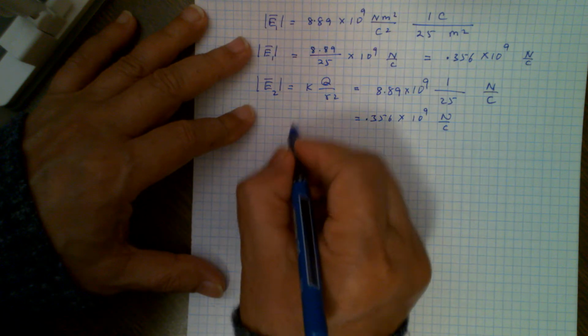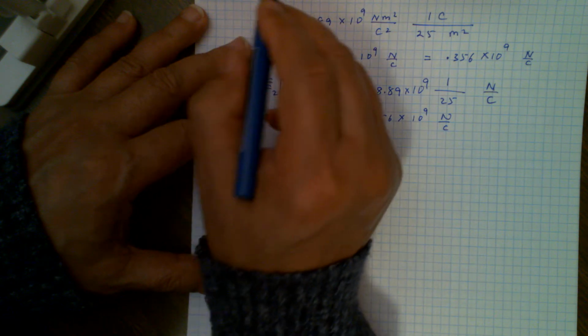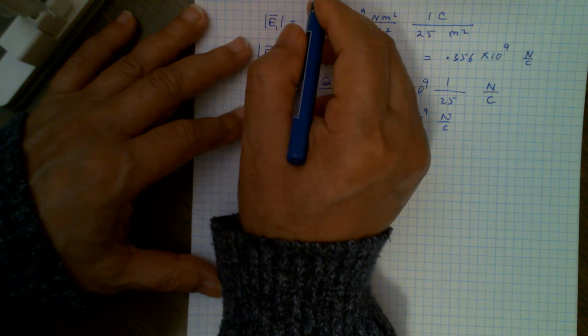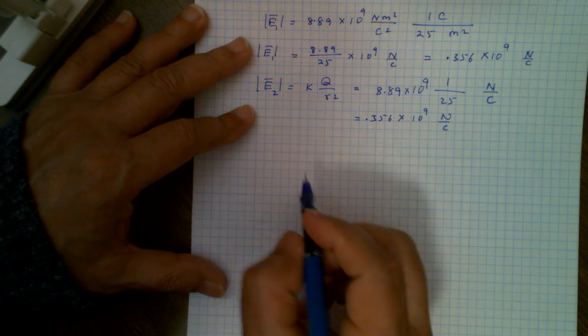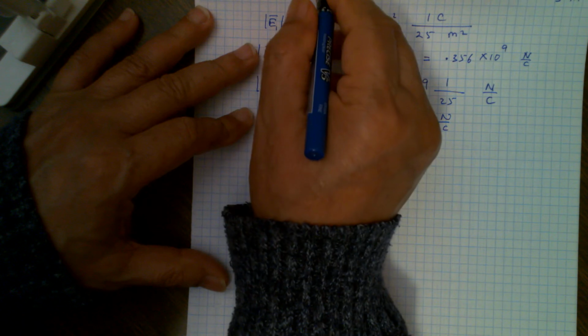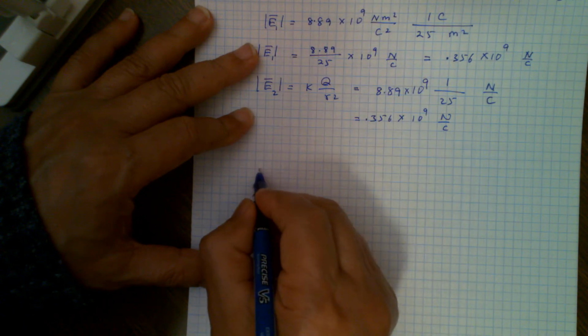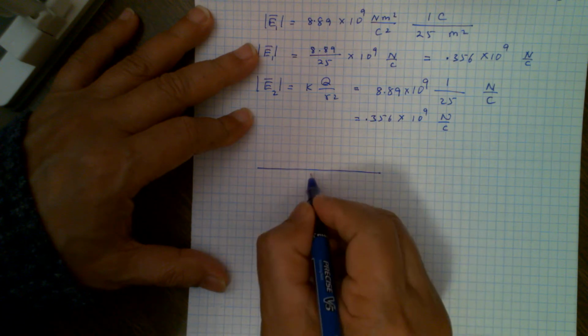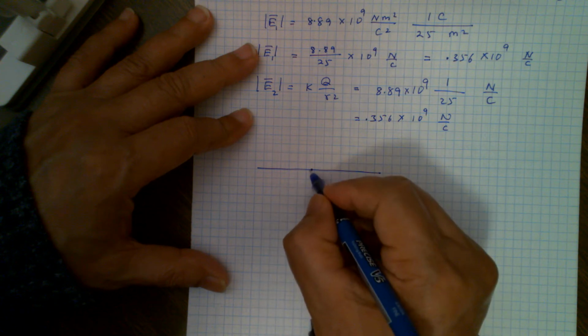So let me redraw the picture now. I will move my coordinate origin to this point. I can do that, right? Or I can just do the vector decomposition here. So not to confuse you, I'm going to do it at this point.